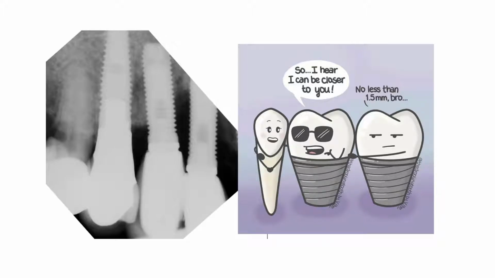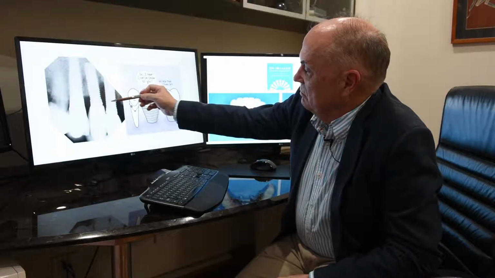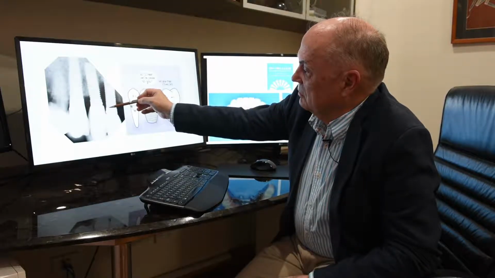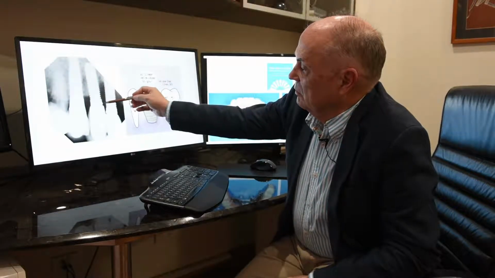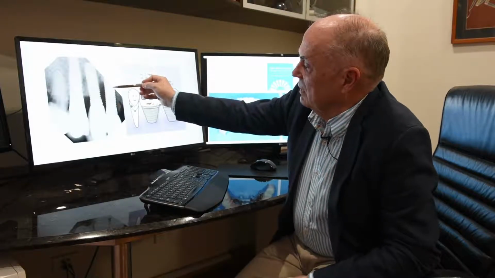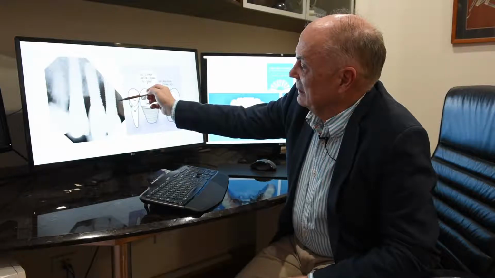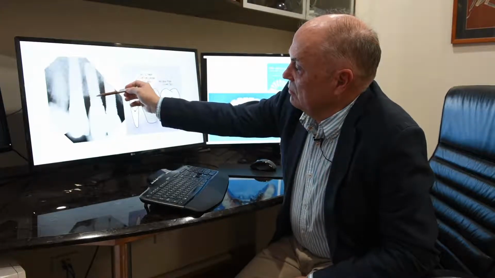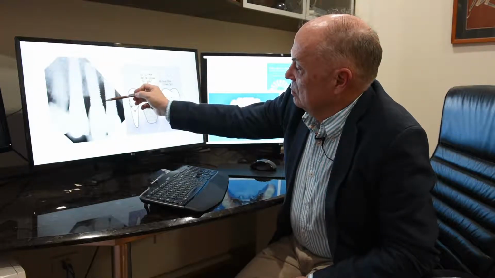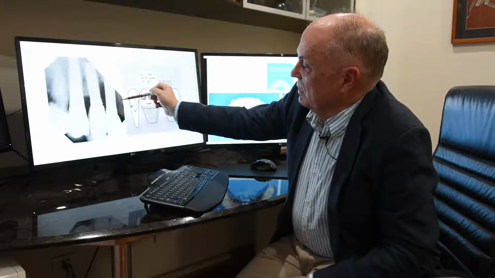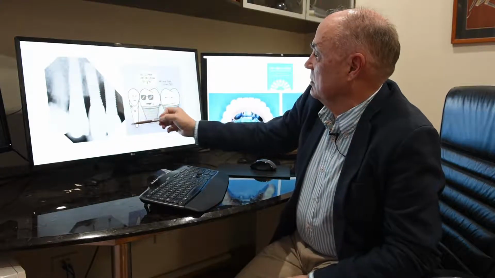Now, most of the problems that I see with implants are placement issues. So this is a case that was referred to me where the implant is too close to the adjacent implant. They're actually different depths, and we've lost all the bone around this implant and the adjacent implant, and it tends to get infected and jump from implant to implant. So what we did is we removed this implant and repaired this and saved the situation.